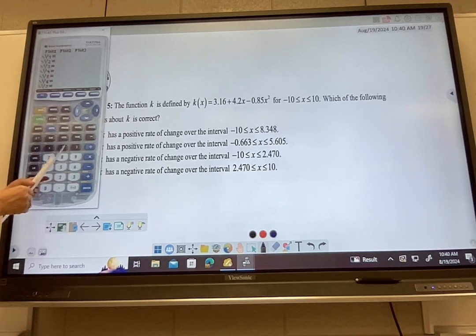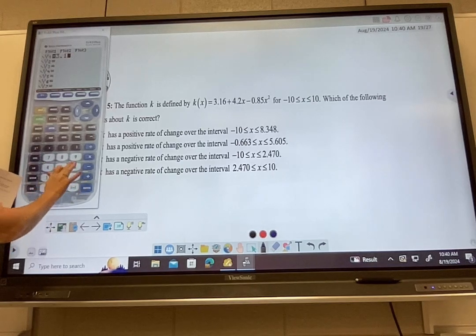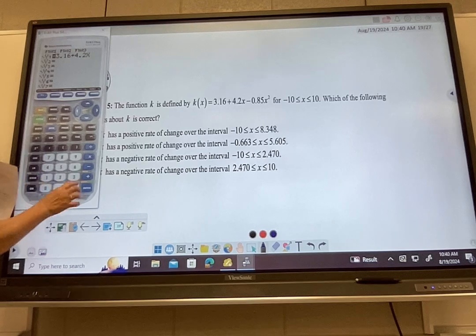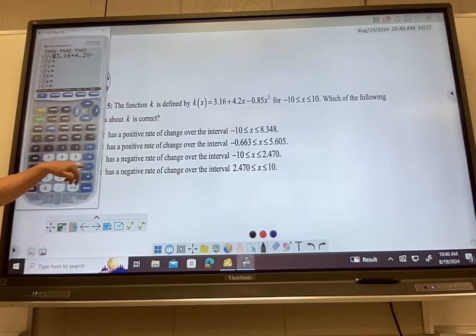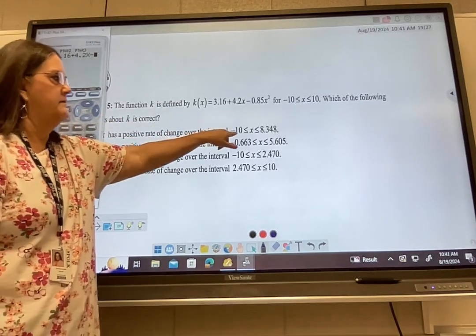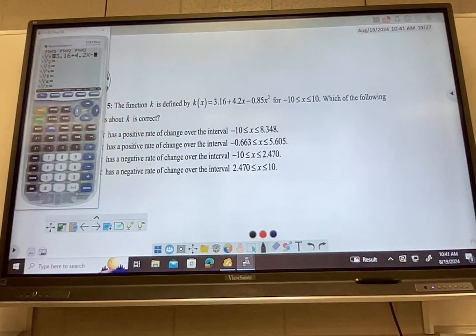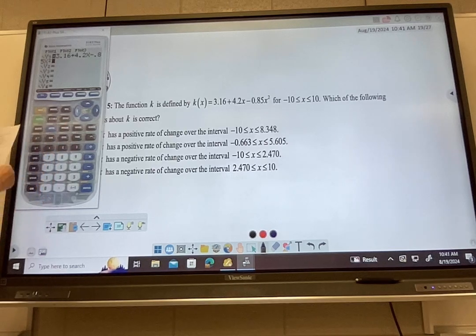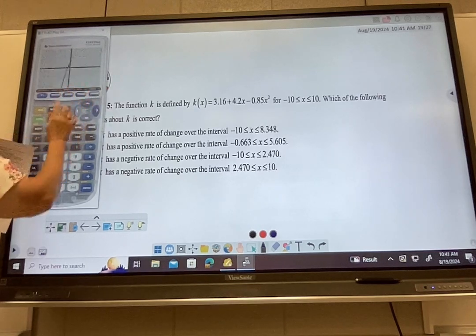Anyway, let's type in our function 3.16 plus 4.2x minus, all right, be sure to use a minus sign for a minus sign. And if you have a negative in, like when I put in -10 in a little bit, you can't use a minus for that on the graphing calculator. You must use the negative sign. All right, so minus 0.85x squared. Okay, graph. There's the graph.